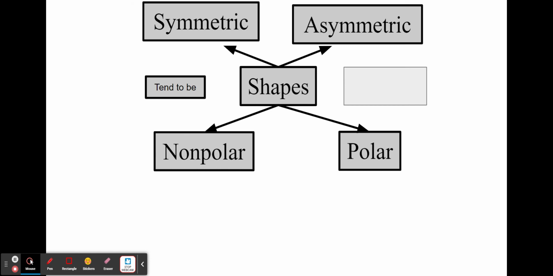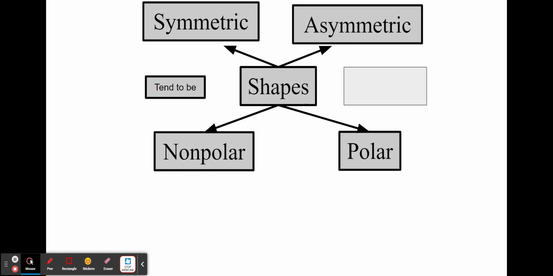Now I got rid of those, and now I'm into 4 electron domains. This is tetrahedral. That is very highly symmetrical. All right. Tetrahedral tends to be a nonpolar shape.